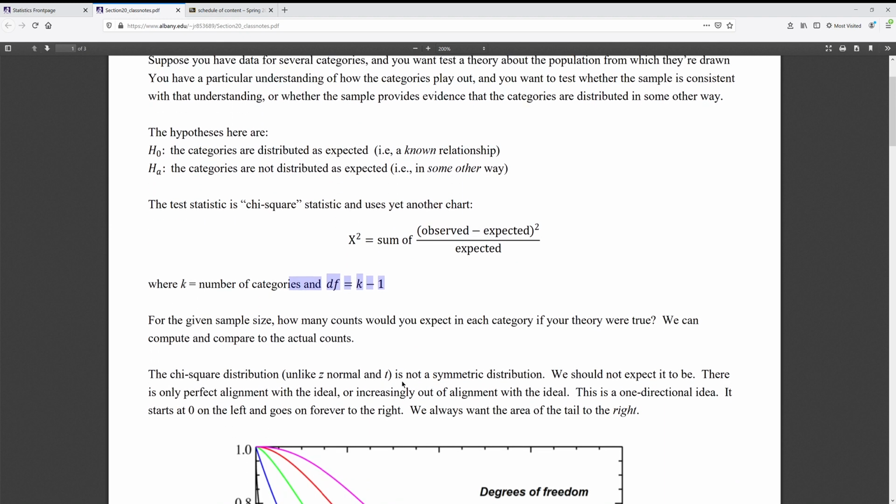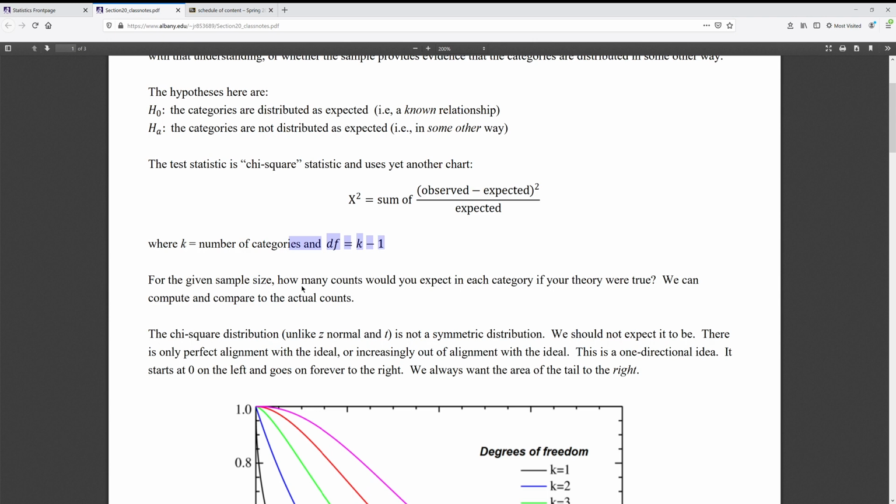So that is the idea of the theory of the chi-square distribution. For a given sample size, how many counts would you expect at each category if your theory were true? And again, don't round those. If they're not whole numbers, it doesn't matter. For mathematical purposes, keep the accuracy. Then we can compare them to the actual counts.